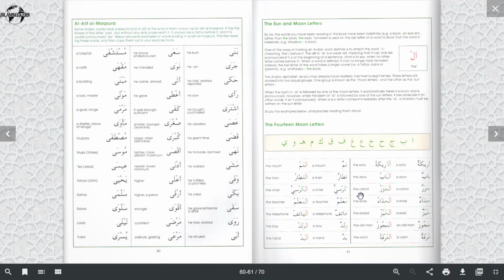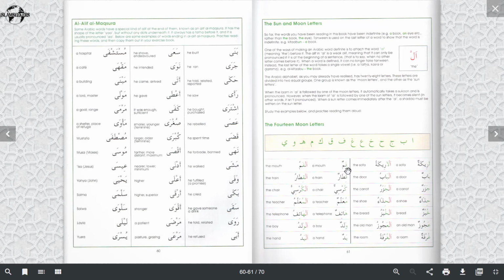الجزر. The carrot. حذاء. A shoe. الحذاء. The shoe. خبز. Some bread. الخبز. The bread. عجوز. An old man. العجوز. The old man. غرفة. A room. الغرفة. The room.